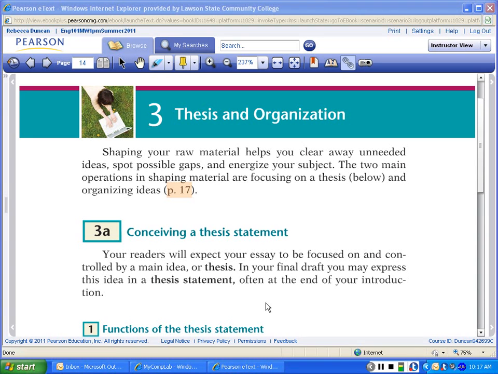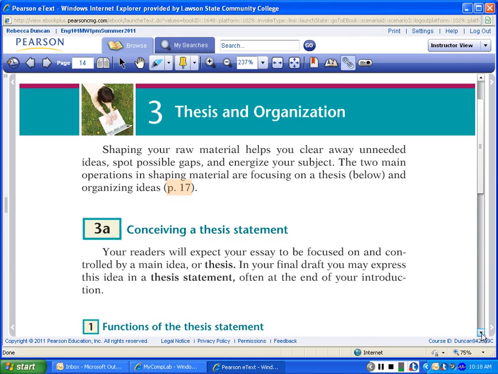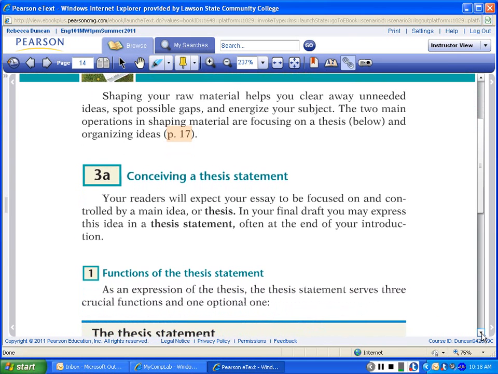And where does it go? The book says, and by the way, I'm in our little brown handbook on page 14 if you want to follow along there. I have it pulled up from my comp lab where it can be viewed online. It says often at the end of your introduction, and for my class that needs to be always the last sentence of your introduction, and that's very, very important. That's where I'm going to look for it, and your grade will be affected if I cannot find your thesis statement at the end of your introduction.